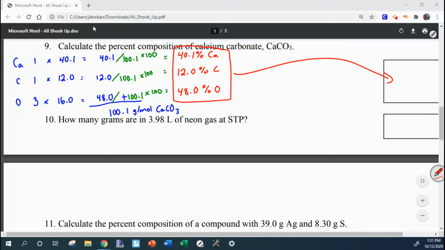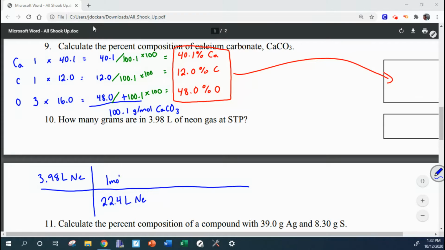Number 10, how many grams are in 3.98 liters of neon gas at STP? And again, we see STP because we're dealing with gases. I'm going to work it out down here. 3.98 liters of neon. First step would be to convert 22.4 liters of neon gas is equivalent to 1 mole of neon gas. Now I'm looking for grams, so 1 mole of neon. I look on the periodic table in order to get grams, and that would be 20.2 grams of neon gas.